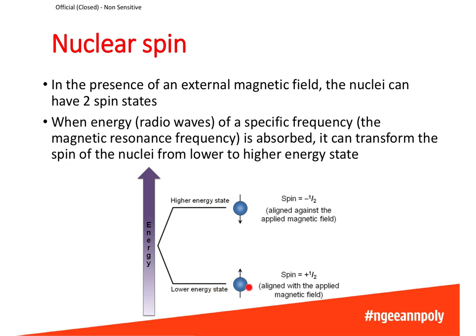When a nucleus in the lower energy state absorbs energy of a specific frequency, known as the magnetic resonance frequency, it can be transformed into the higher energy state. This frequency of electromagnetic radiation falls within the range of radio waves. So among the different spectroscopic methods that we have been discussing, such as UV, visible, IR spectroscopy, and NMR, NMR uses radiation with the lowest frequency.